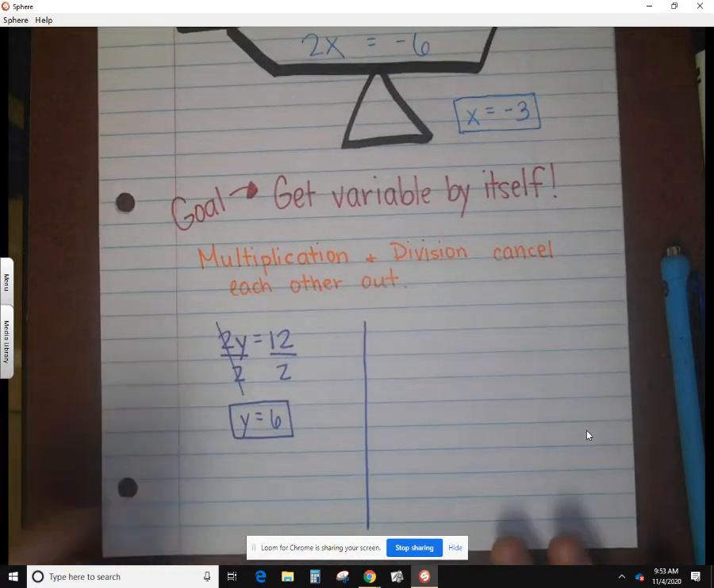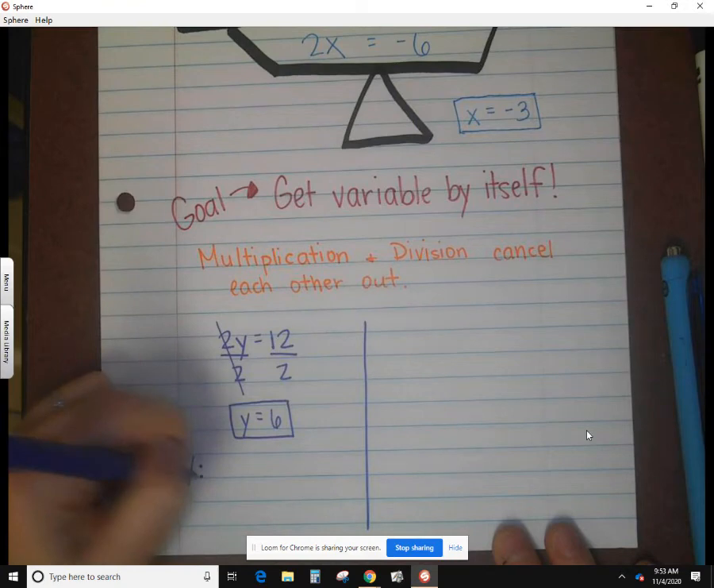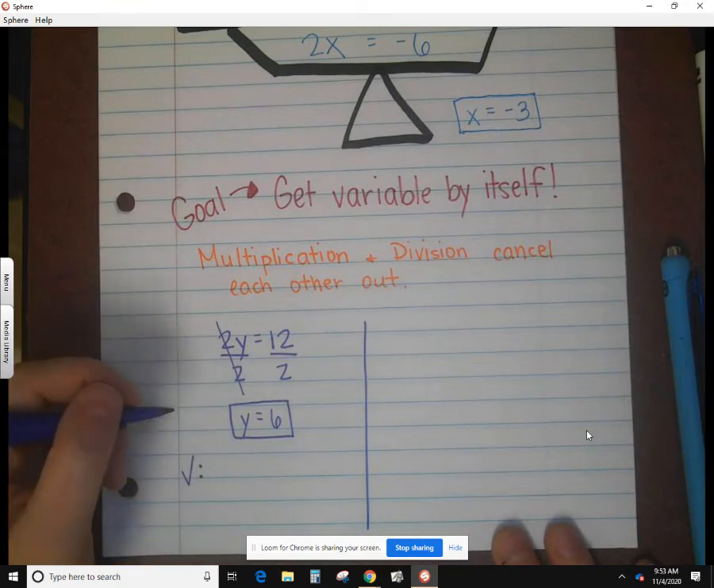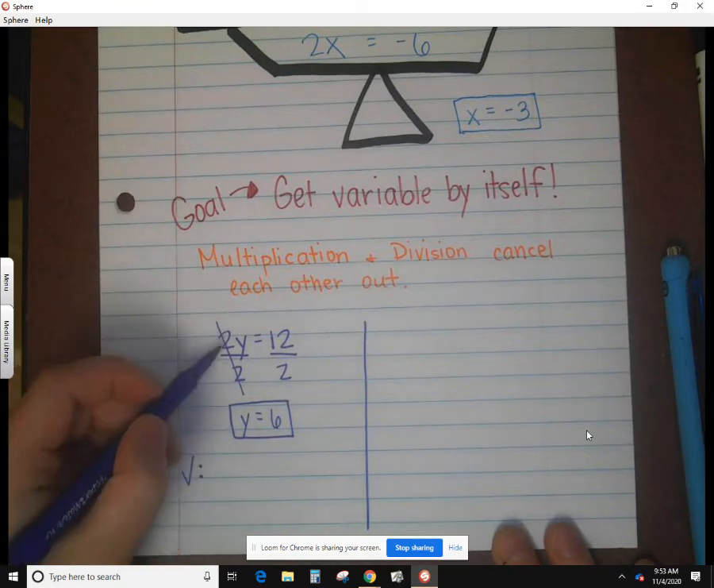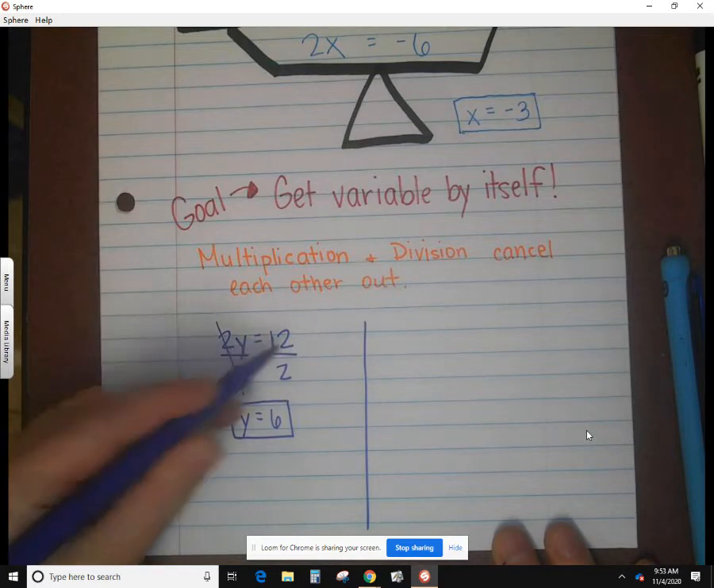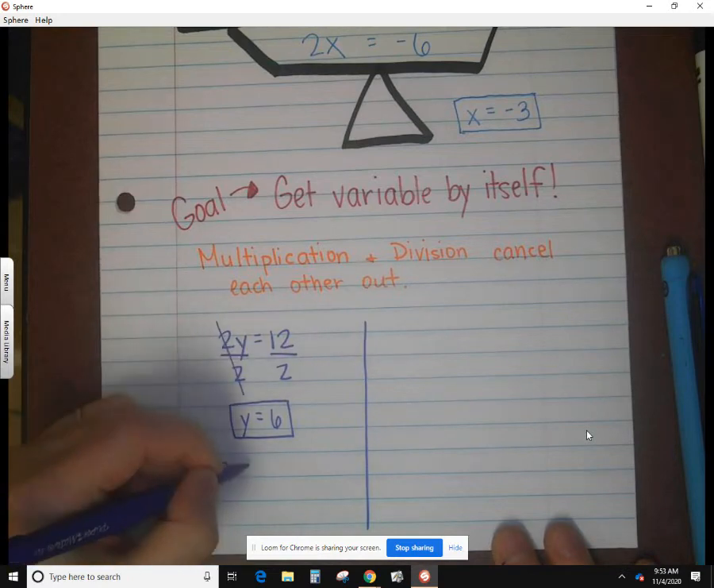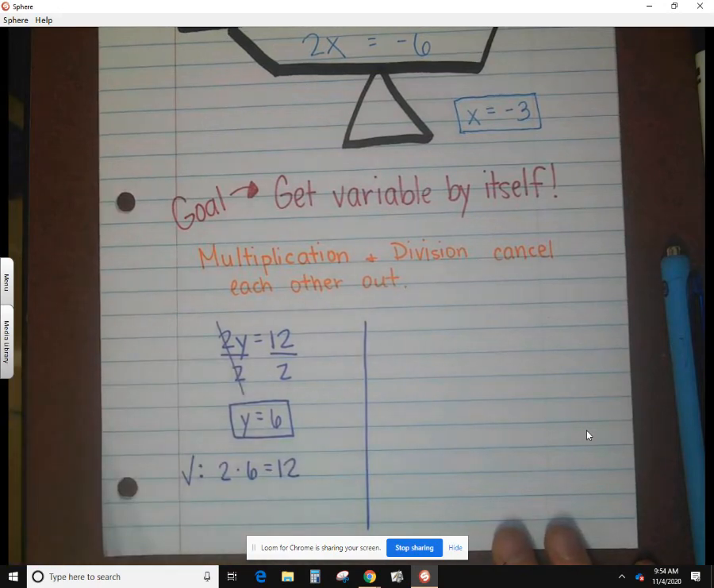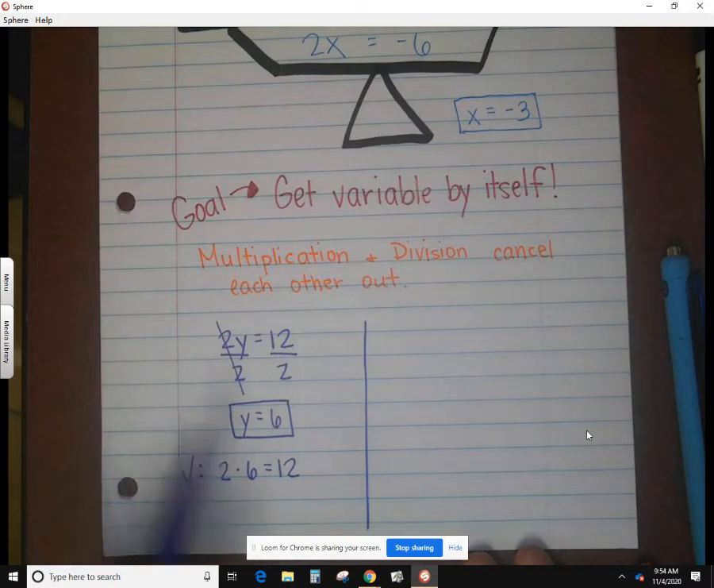But remember, you always want to check your answer in equations because you can easily tell if you got it right. So our original equation was 2 times y equals 12. So we're going to plug in 6 instead of y. So 2 times 6 should equal 12. If it does, which it does in this case, we know that we're correct. Let's just say we had messed up somewhere and we got y equals 5. Well, 2 times 5 does not equal 12, so we would know right then that we messed up.